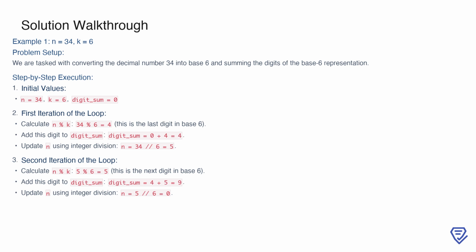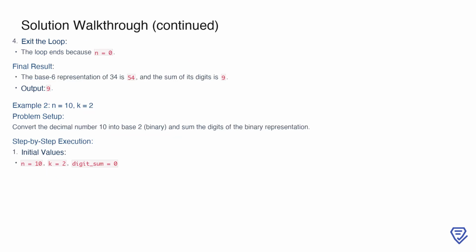Once again, we perform integer division on n, which now becomes 0. At this point, the loop ends because n has reached 0. After exiting the loop, we can conclude that the base 6 representation of 34 is 54, and the sum of its digits is 9. Therefore, the output for this example is 9.